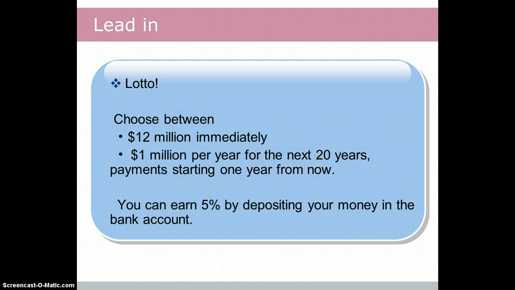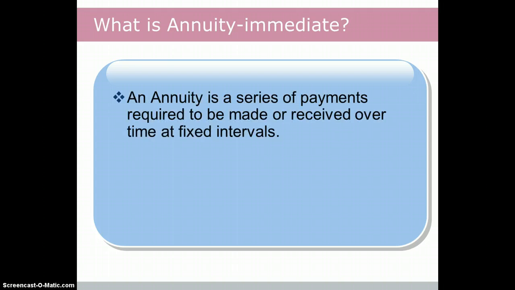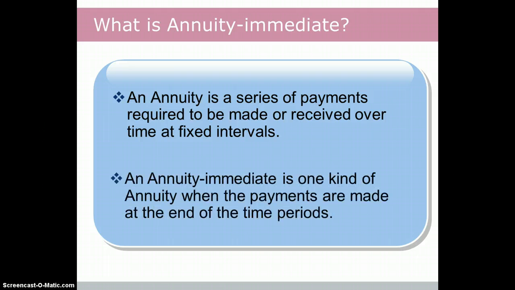Let's work it out. At first, we want to know what annuity is. An annuity is a series of payments required to be made or received over time at fixed intervals. And an annuity immediate is one kind of annuity when the payments are made at the end of the time periods.